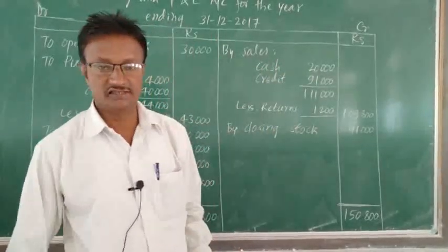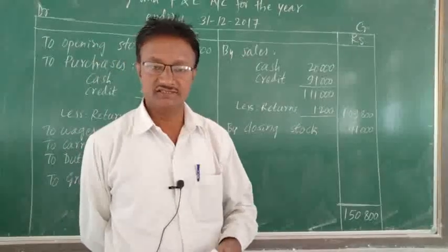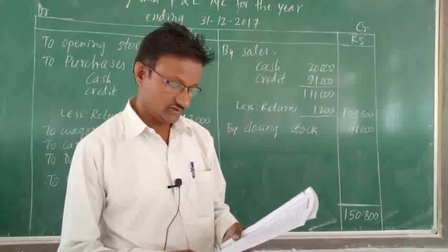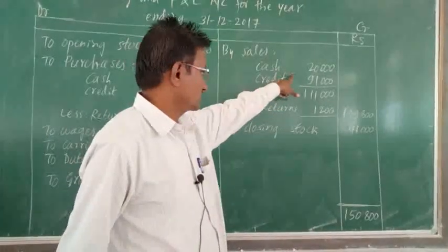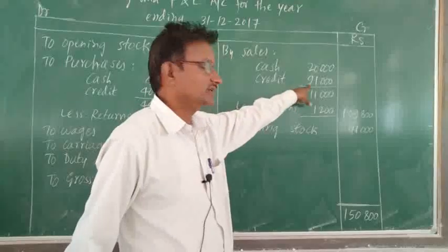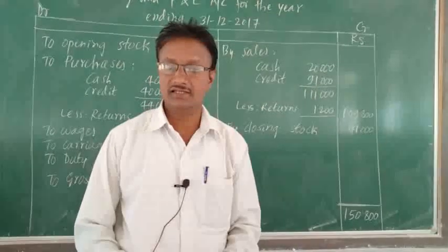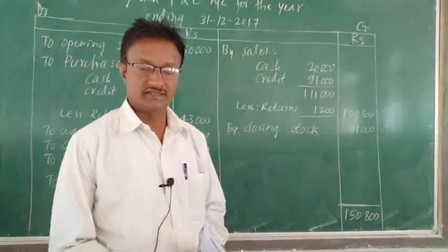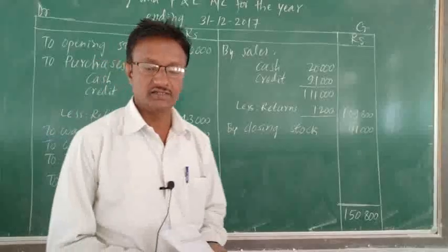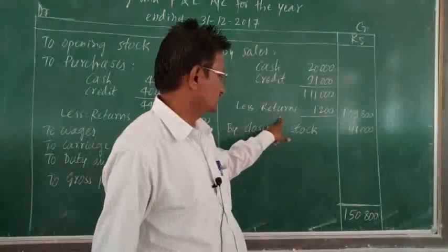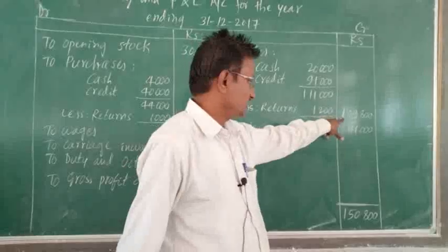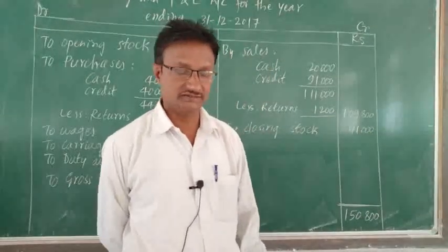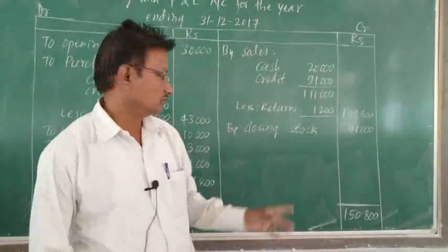Credit sales is given in the other information. It is also available in the debtors account. So credit sales given is 91,000. So cash sales 20,000, credit sales 91,000, total sales 1,11,000. Deduct sales returns, that is returns inwards, which is given in other information. So less returns inwards 1,200 and net sales is 1,09,800.